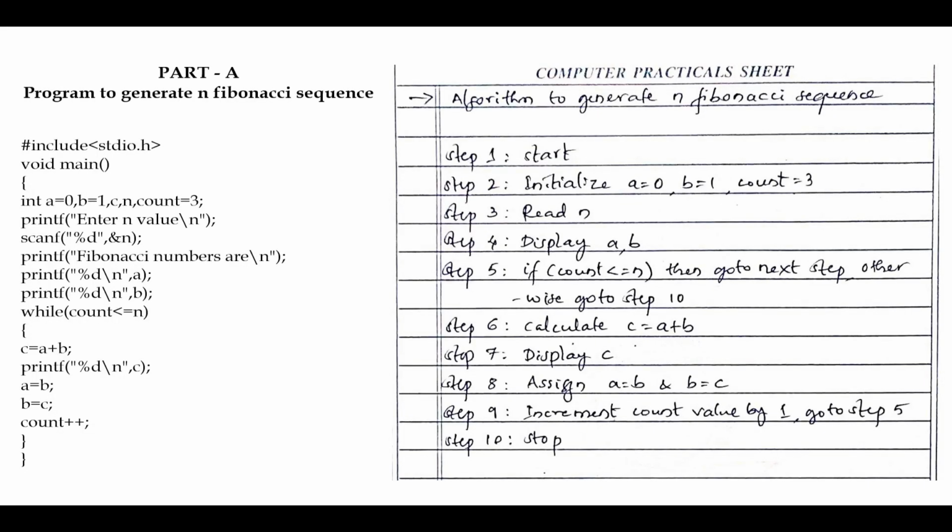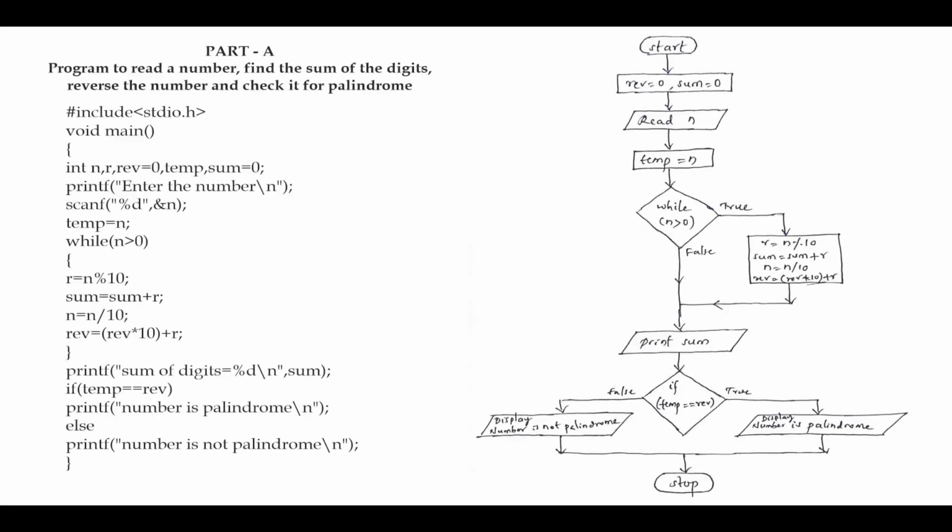This is the algorithm to generate the Fibonacci sequence. Now we will move to the next program, that is a program to read a number, find the sum of digits, reverse the number and check it for palindrome. You can see the program on the left side, and I have drawn the flowchart on the right side.